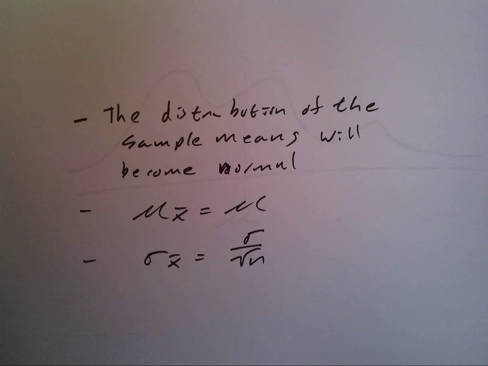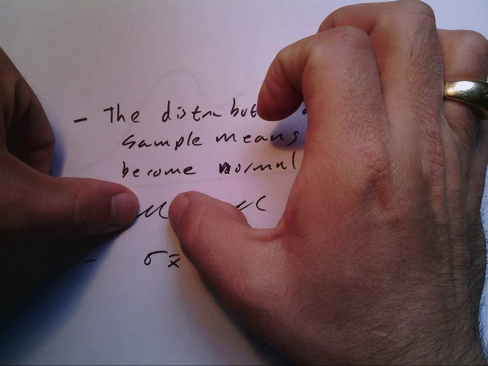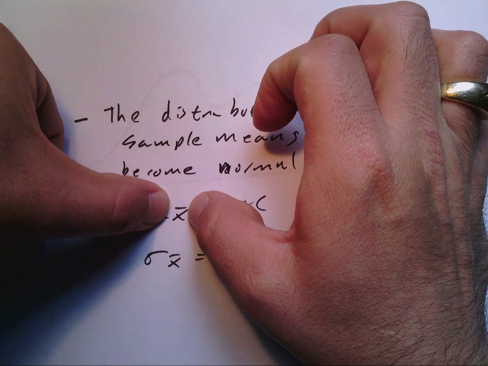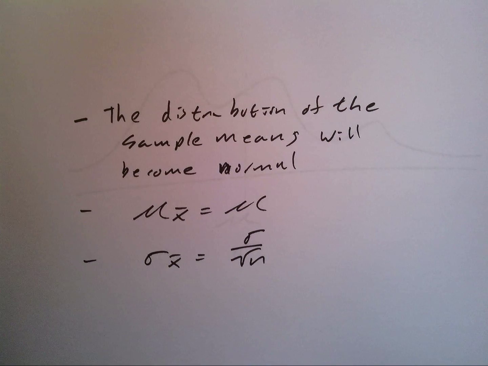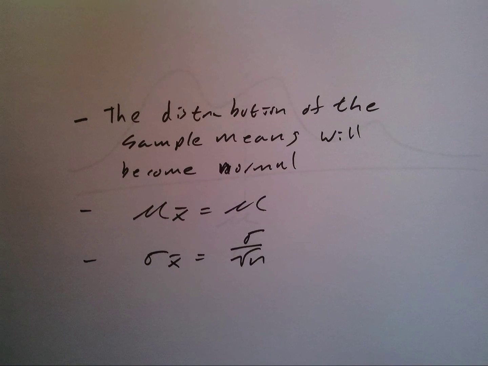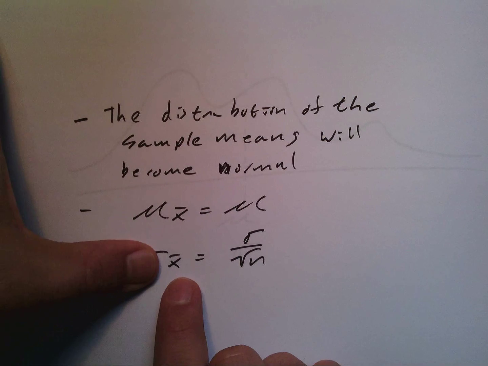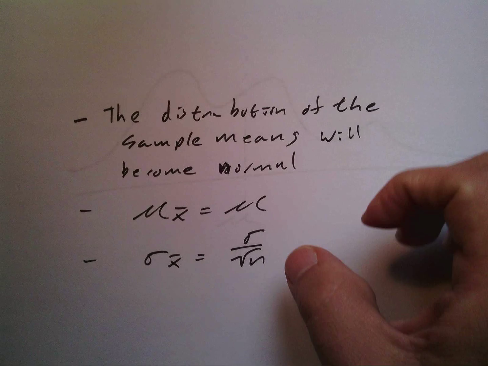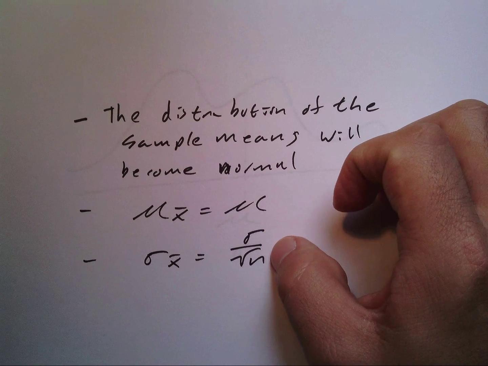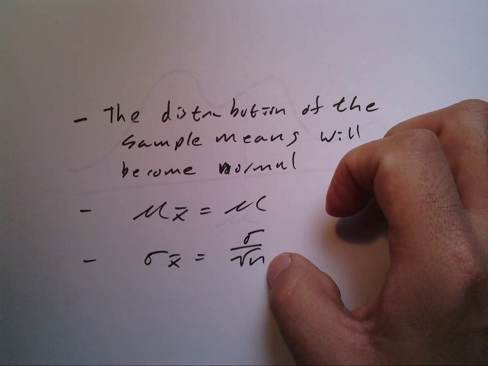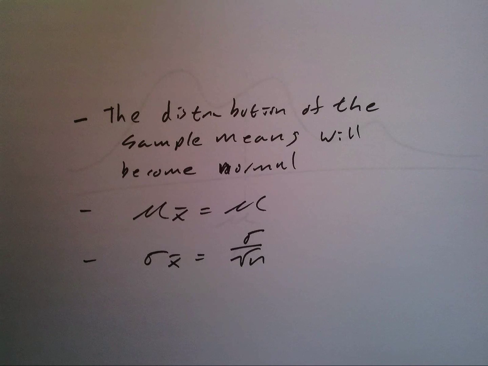Now, moreover, the mean of the samples, do you see why I use the notation mu sub x bar, will equal the mean of your population that you started with. But the standard deviation of your sample means, so sigma sub x bar, will equal sigma of your parent distribution, the one that we were coming from, divided by the square root of n, the number of samples that you took.